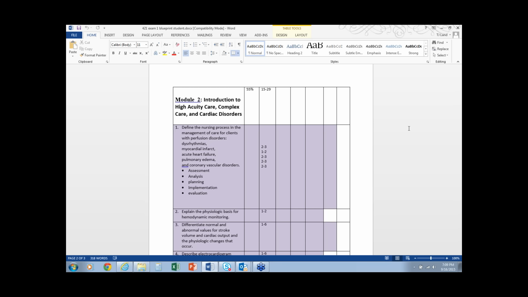The second module is about complex care and the cardiac system and the disorders. It's 55% of this exam. What I do want you to know is that we really and truly have not taught you anything you did not already have an introduction to. The only thing we really introduced was ventilator care, and we did that in respiratory. We are actually having you think about things differently than you have in the past.